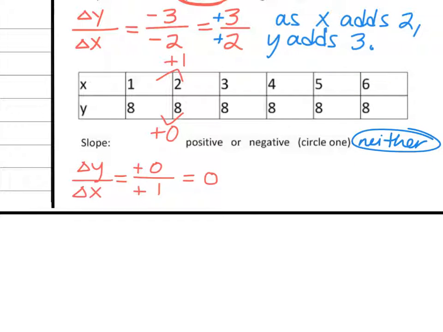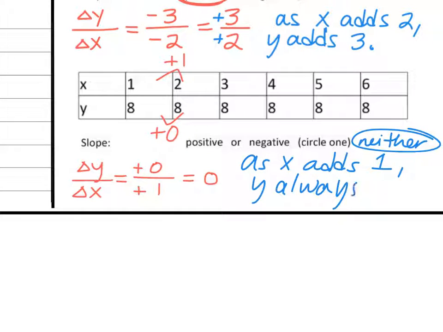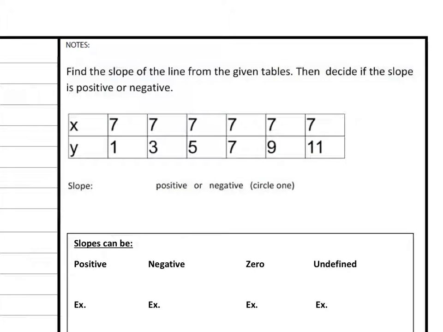It means that as x adds 1, because that's a change in x, what's the y do? Add 0. It adds 0. As x adds 1, I'll say y always adds 0. So let's do the same thing.